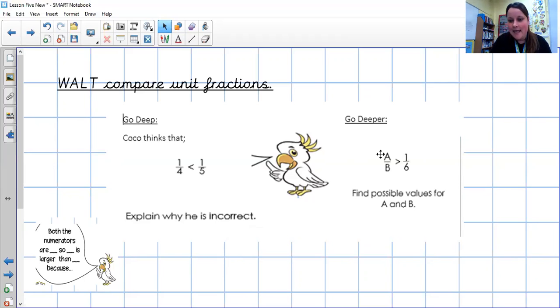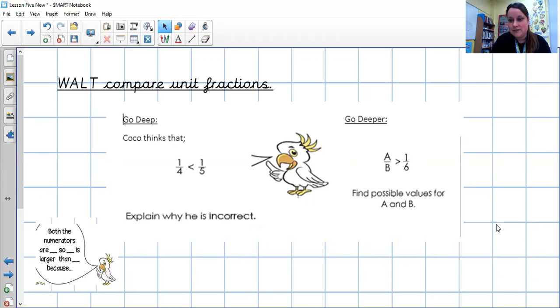You have got A and B. So A represents the numerator, B represents the denominator. So we want to know what could A be and what value could B have that would make this fraction greater than 1/6. Okay, that's what that comparing sign is telling me, that this fraction here is greater than 1/6.